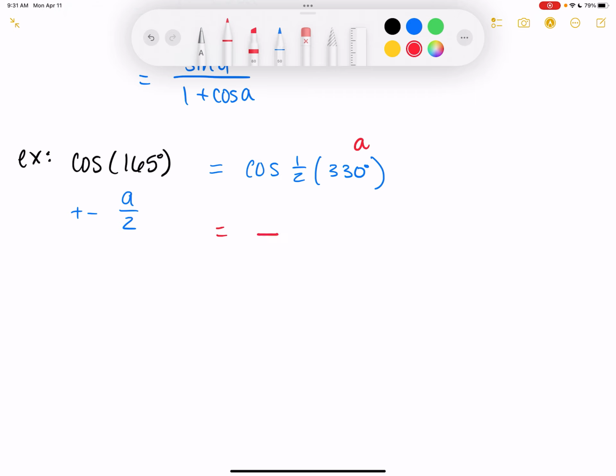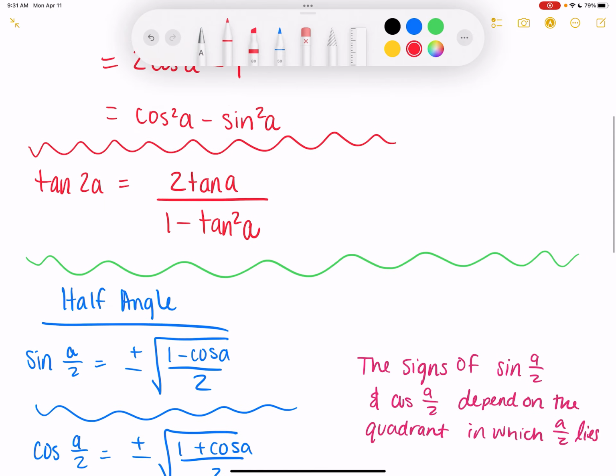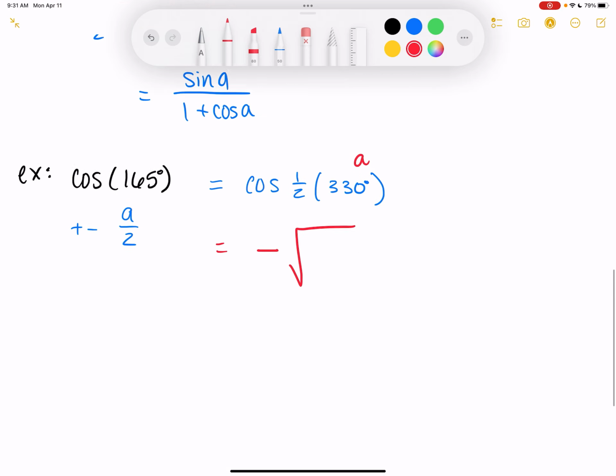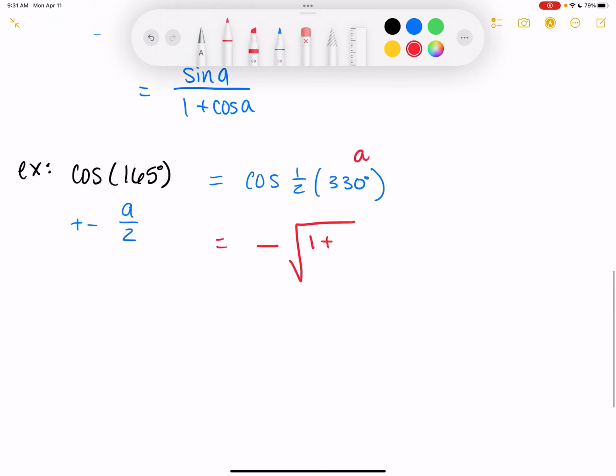So it's going to be negative square root of, and then just look back at the formula for cosine. Okay, it's 1 plus the cosine of A, over 2. So 1 plus the cosine of 330. Okay, because remember, this value is my A value. All over 2.